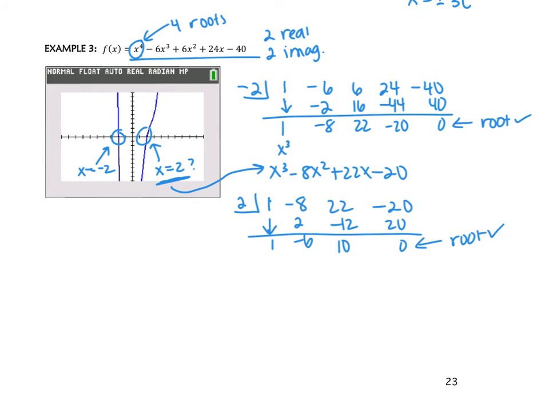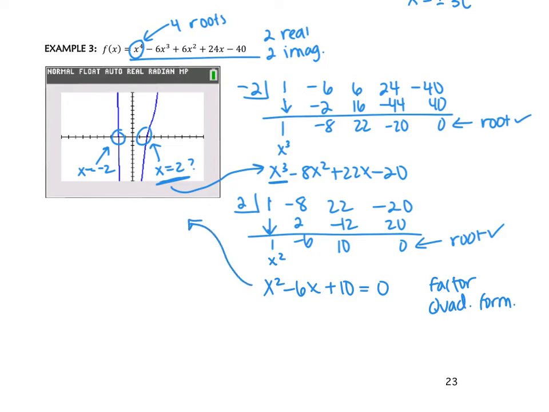We still need to find the 2 imaginary. Now, when we did synthetic division for the second time, we started with x cubed, which means this is x squared. So we have x squared minus 6x plus 10 is equal to 0, since we're solving. Now we need to solve this. So it's a quadratic, we can factor, or we can use the quadratic formula. This doesn't factor, so I am going to need to use the quadratic formula.